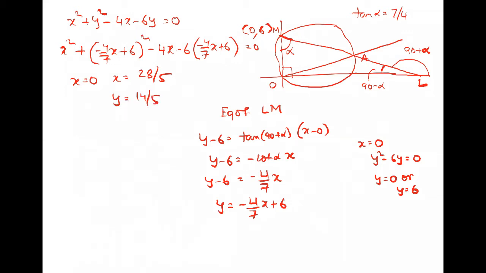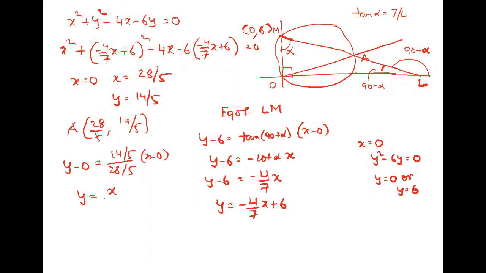This point is point A. You got point A as 28 by 5 and 14 by 5. So what is the line equation OA? OA will be y minus 0, slope will be 14 by 5 divided by 28 by 5, into x minus 0. So we get y equal to x by 2, the equation of chord OA. Please complete it. Any doubt, please ask. Once again, I'll explain to you.